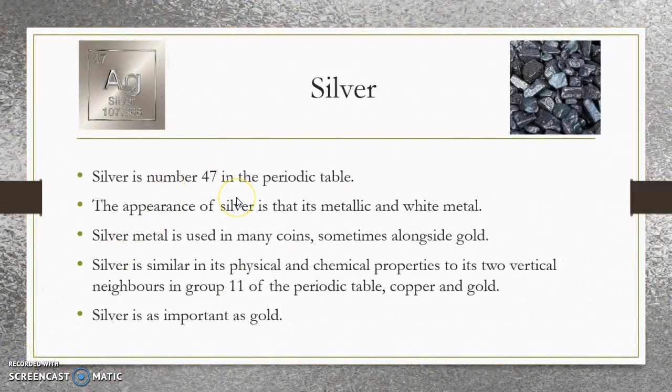Alright, the next one we're talking about is silver. It's number 47 in the periodic table on the top left. Its appearance is that it's a metallic and white metal, such as the top right. It's rocks, but it shows how shiny the material is. It is used in coins, and it's also sometimes alongside with gold. Silver is similar in its physical and chemical properties, such as the group 11, which is the copper in the periodic table, and it's also closely related to gold. Silver is also as important as gold.